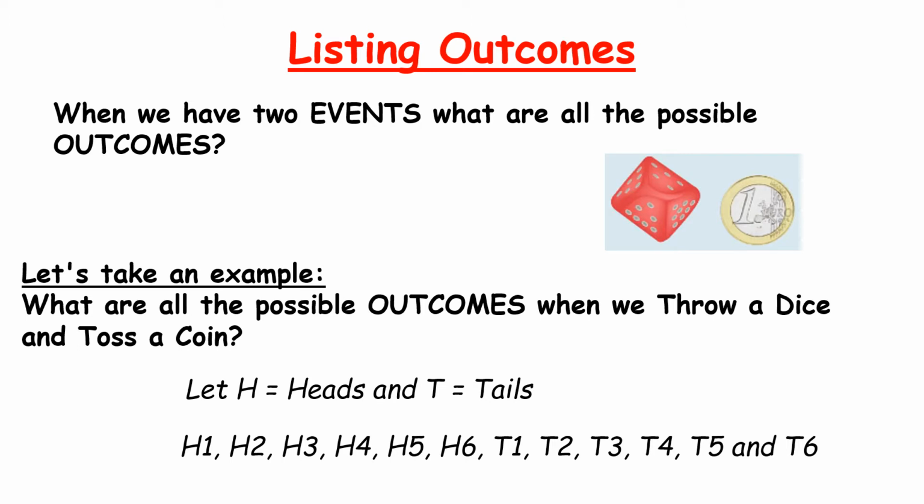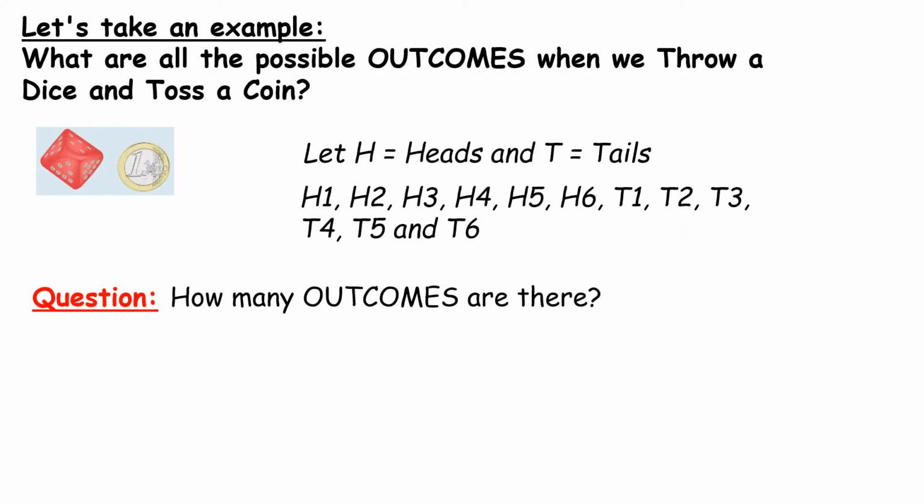This looks a bit overwhelming, but what that means is I could get heads and a 1 on the dice, heads and a 2 on the dice, heads and 3 on the dice, and so on. Or I could get tails with a 1, tails with a 2, tails with a 3, and all the way up to tails with a 6. So if they're all our outcomes, how many outcomes are there? If you count them up, you'll find that actually we have 12 outcomes.